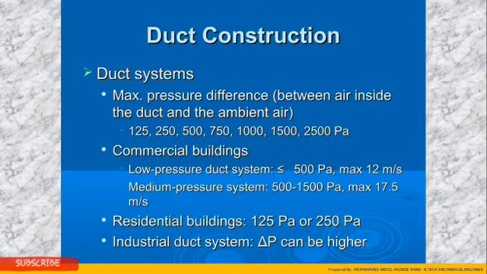Commercial buildings: low pressure ducts are less than or equal to 50 Pascal, with a maximum of 12 meters per second. Medium pressure system consists of 500 to 1500 Pascal, with a maximum velocity of 17.5 meters per second. Residential buildings will have 125 Pascal or 250 Pascal. For industrial ducts, the delta P can be higher.